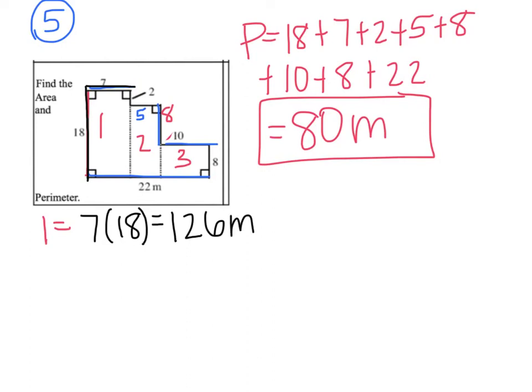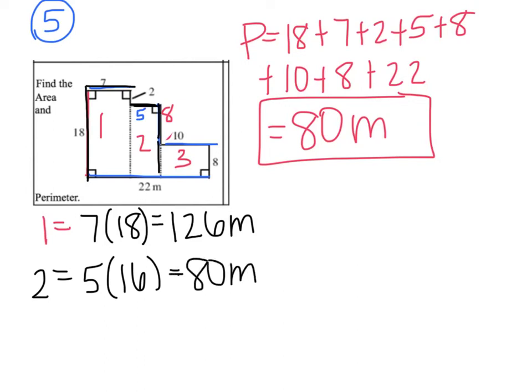Now we're going to look at rectangle 2. It has a length of 5 and a height of 8 plus 8 more, which is 16. So we're going to say 5 times 16, which is 80 meters. And then we're going to look at rectangle 3. It has a length of 10 and a height of 8, so 10 times 8 is 80 meters.